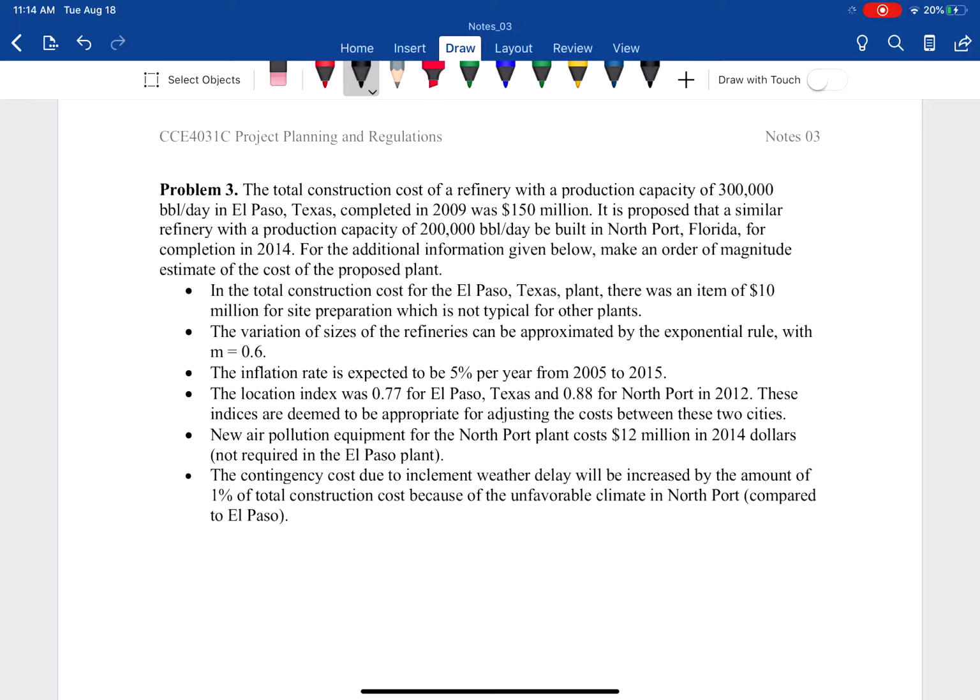Locations for El Paso, Texas and Northport, something we did in problem 2. We have a location factor table. Here it's given. If it's not, then you go back to the reference to get those numbers. El Paso, 0.77, and Northport, 0.88. So apparently building in Northport is more expensive than El Paso.